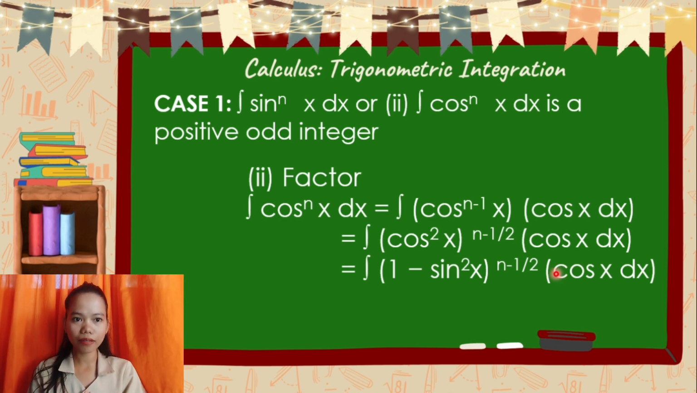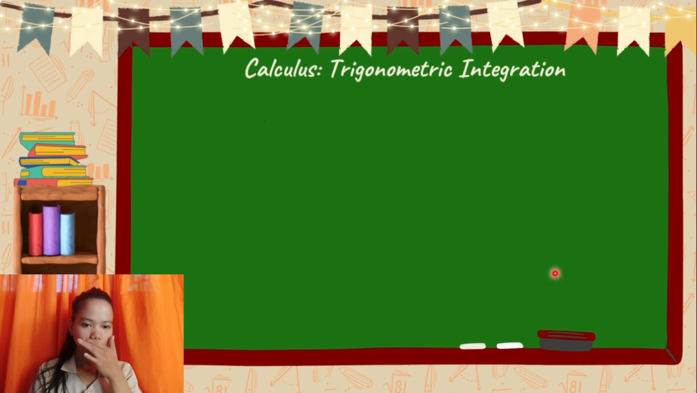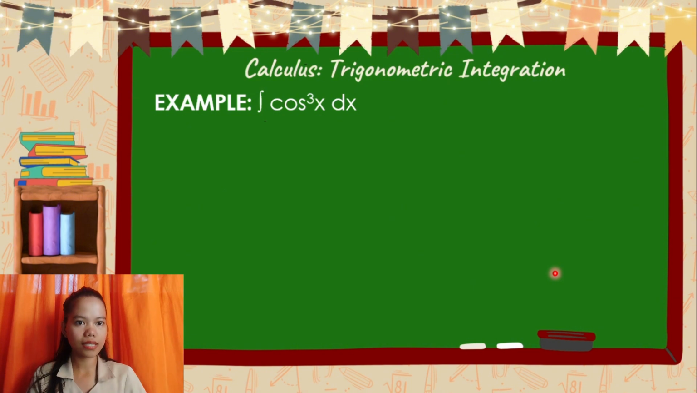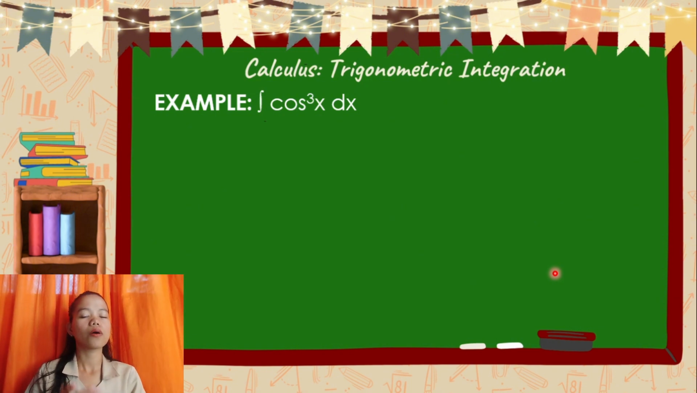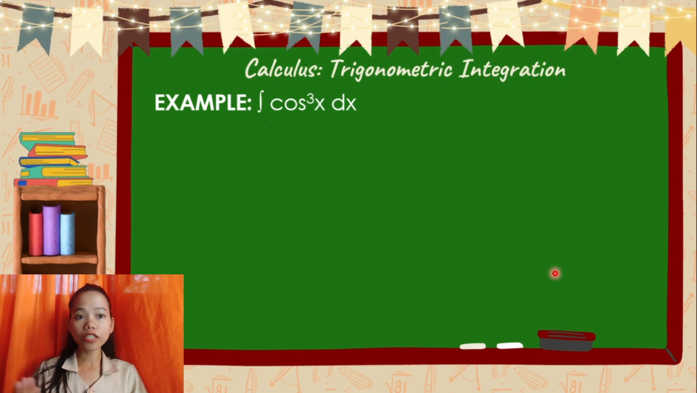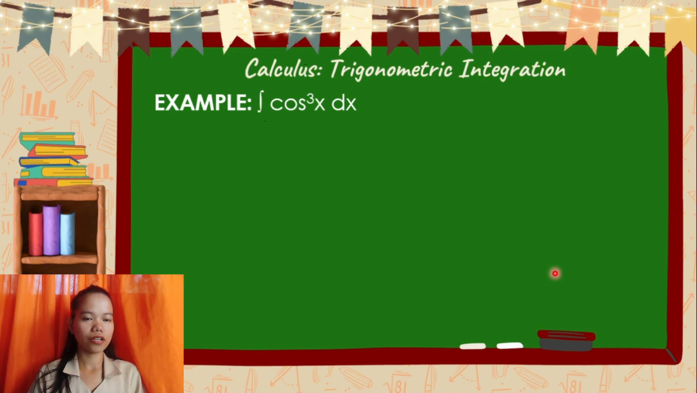Is that clear? Okay, to further understand this, I'm going to give you an example. For this one, we're going to integrate cosine cubed of x dx. How are we going to apply this? We can apply case 1 since the power of the trigonometric function that we have is a positive odd integer. So let's try to solve this one.